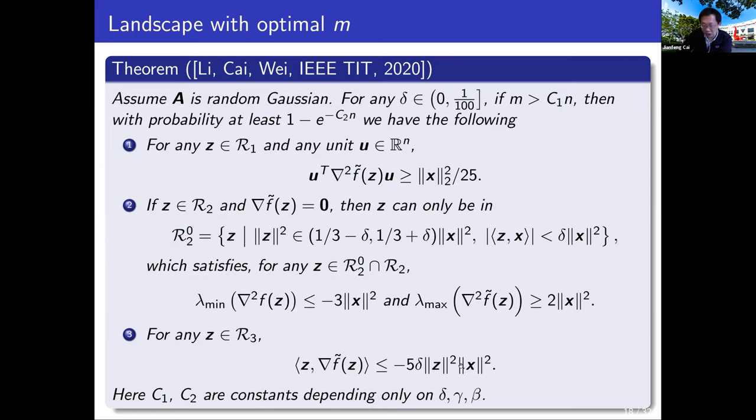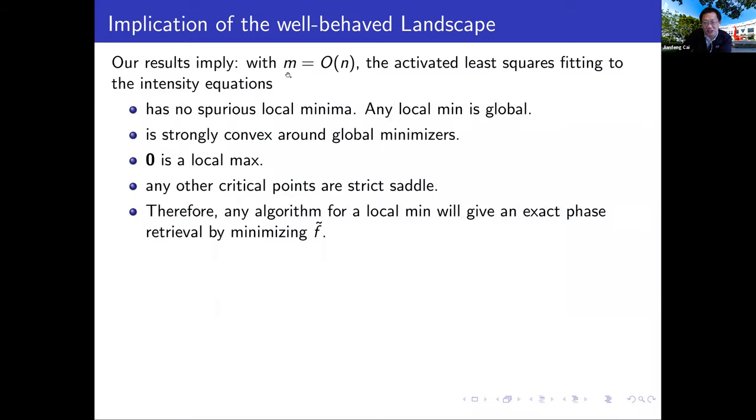So then we have proved that when m is of order n, this activated least square fitting to the intensity equations, first of all, has no spurious local minima. All local minima are global. And also this function is strongly convex around the global minimizers. And zero is a local max, and any other critical points are strict saddle, right? So therefore any algorithm for a local min will give an exact phase retrieval by minimizing the f tilde.